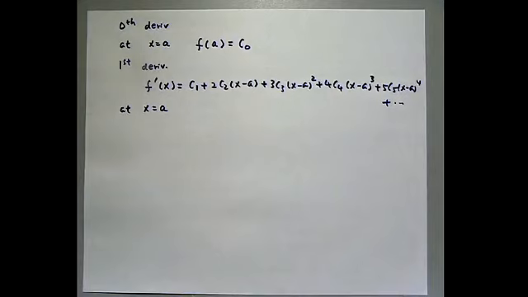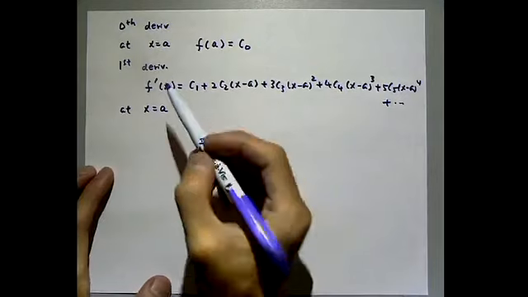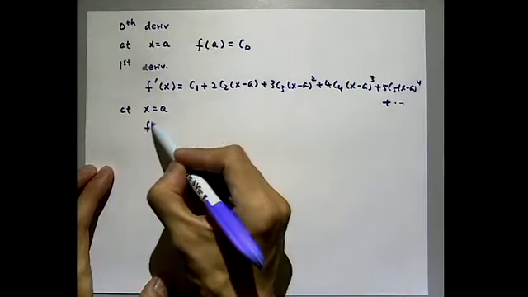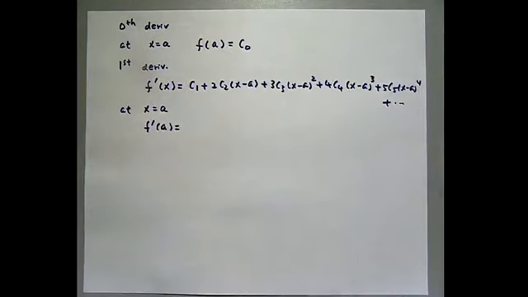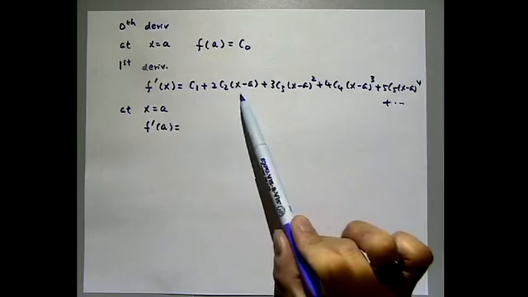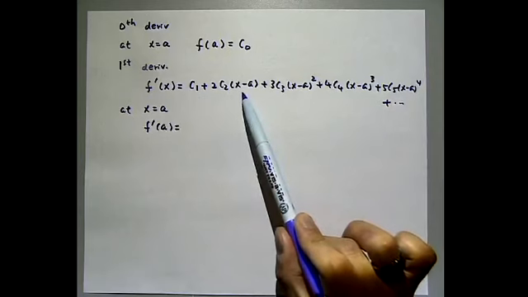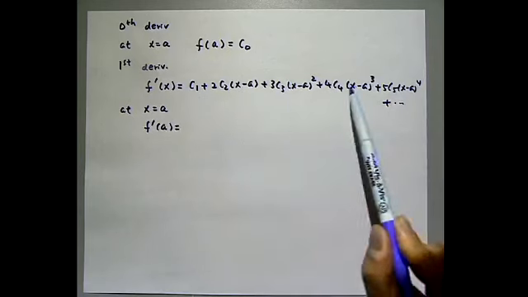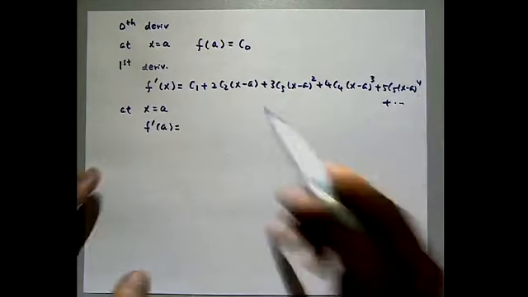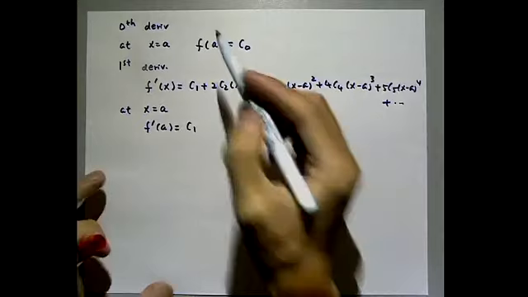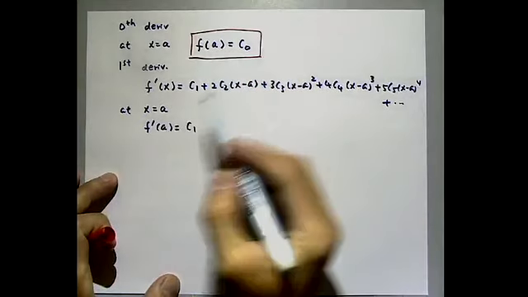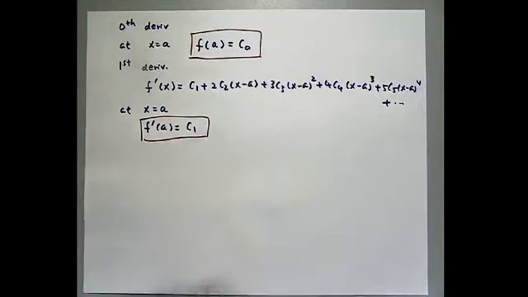Okay, now let's see what happens at x equal to a. The left-hand side is f prime of a. What about the right? Everything except the first one disappears because of the x minus a. So that's gone, gone, gone, gone, gone, gone, gone. Right? So C1. Okay, so now we've got the second coefficient. That's the first. That's the second.